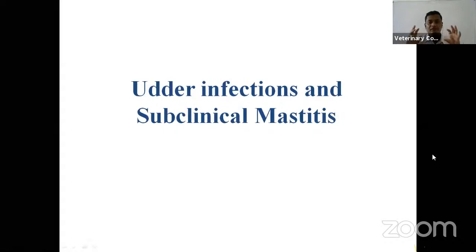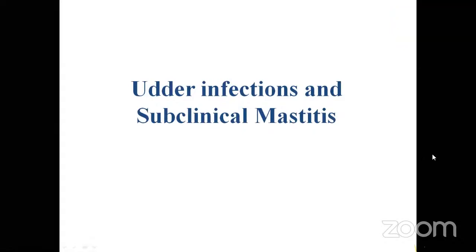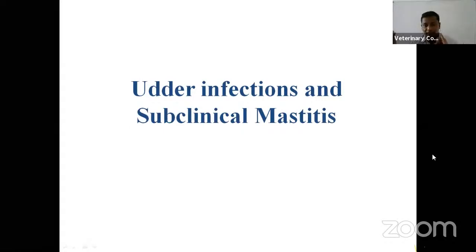Mastitis is of two kinds. One is what we call clinical mastitis. Clinical mastitis means the cow is having the symptoms. Either there is fever, off feed, recumbency, whatever it is. There are changes in the cow. Number two, changes in the udder. The udder is inflamed, hot to touch, warm and painful, and when you palpate the udder, there are some hard things, abnormal changes in the udder or the teats.